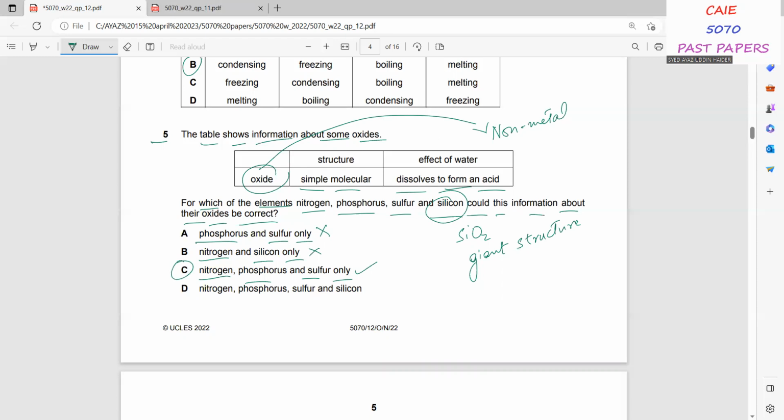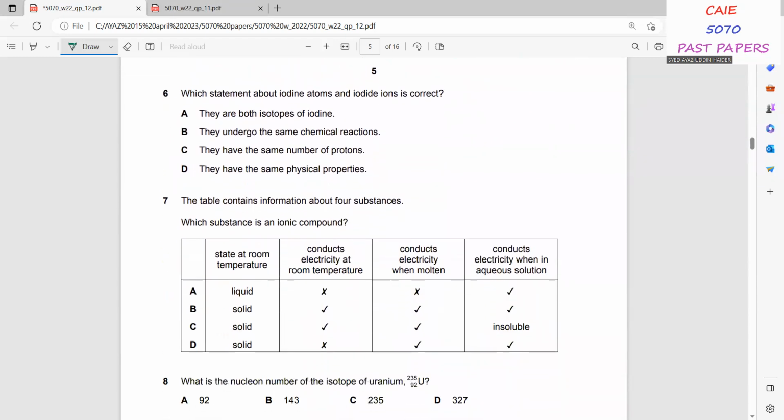For your convenience, I am reading the last one. Nitrogen, phosphorus, sulfur, and silicon. All these, no. It's also wrong. So only C will be the right answer in this case.